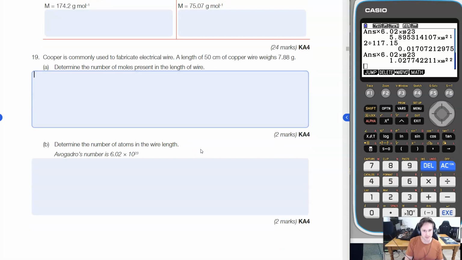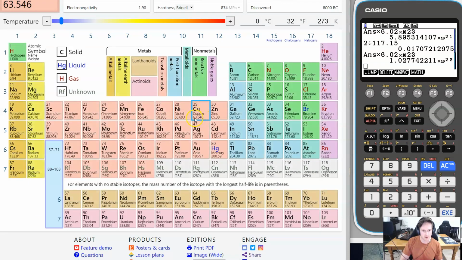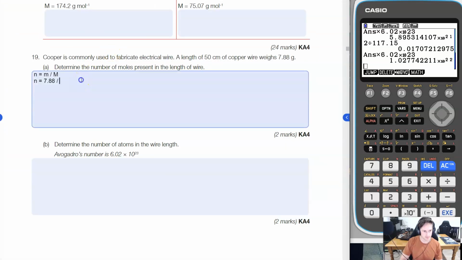So that's easy. We have a length given to us and we've got a mass. The length doesn't matter. That's to throw you. Okay, so the number of moles, the formula is mass divided by molar mass, just like you were using above. So it's going to be 7.88 grams divided by the molar mass of copper. So if I go to my periodic table and find copper, it's here, and the molar mass is 63.546.